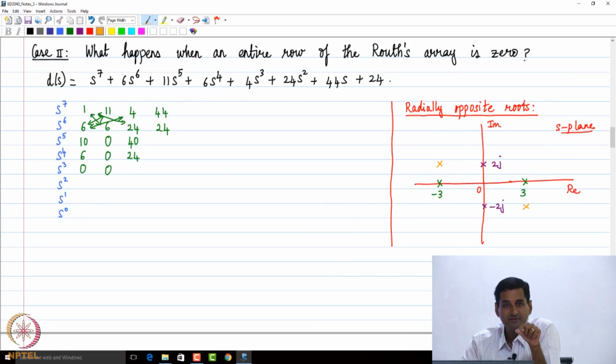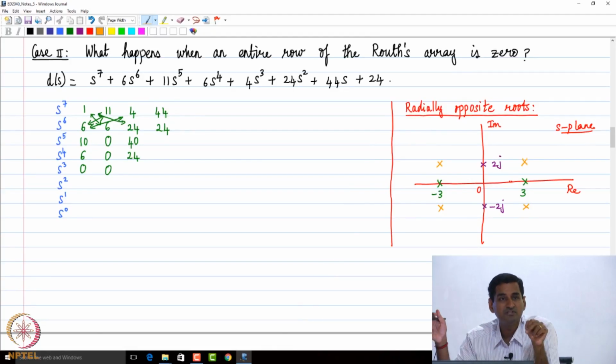But since we are dealing with polynomials which have real coefficients, we can have complex roots only if their conjugates are also roots. So, if I have such a scenario, I need to have -3 minus 2j and +3 plus 2j to also be roots of that particular polynomial.